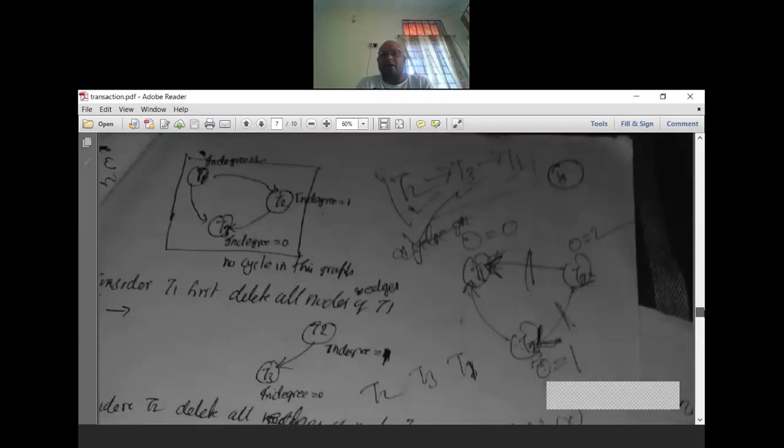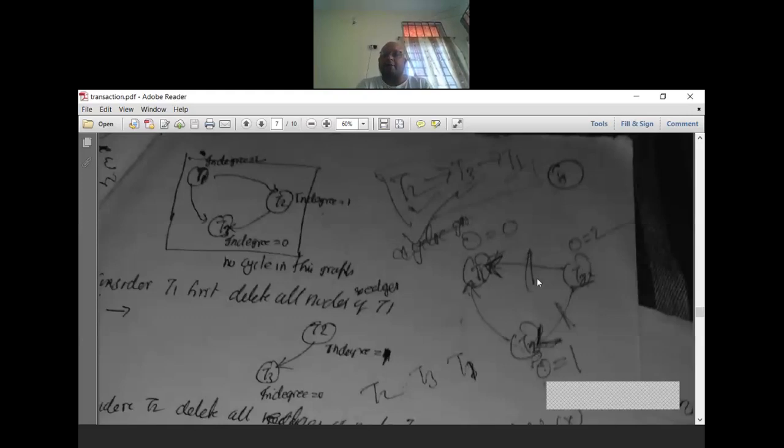So in which case are maximum arrows going out? In this figure, maximum arrows are going out from which? From T2. Two arrows are going out from T2. But from T1, no arrow is going out. From T3, only one arrow is going out. So I will check which has the maximum out degree, that means the maximum arrows going out from which node? From the T2 node, two arrows are going out. T2. So I will write here T2.